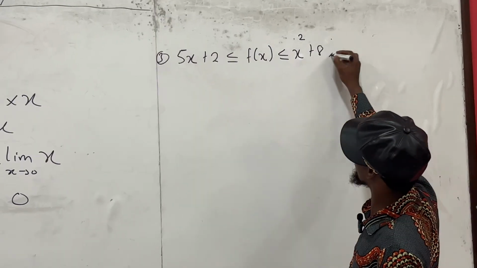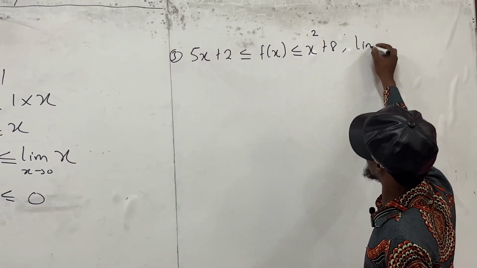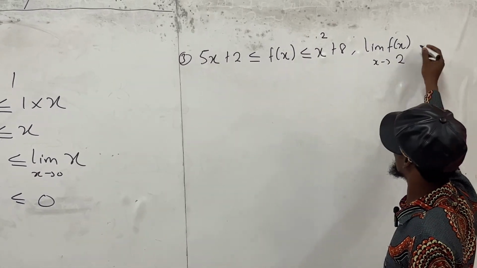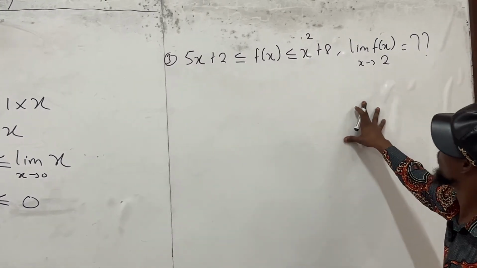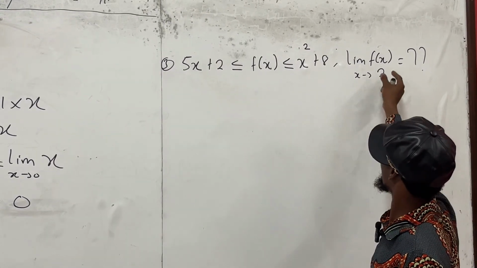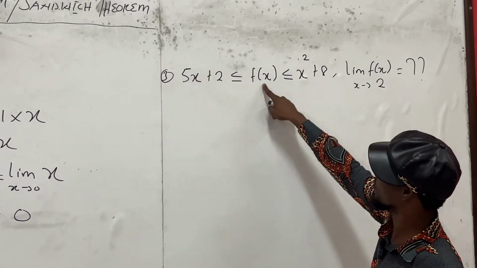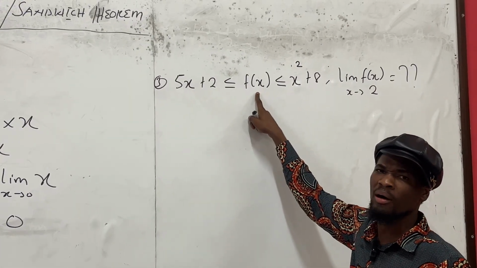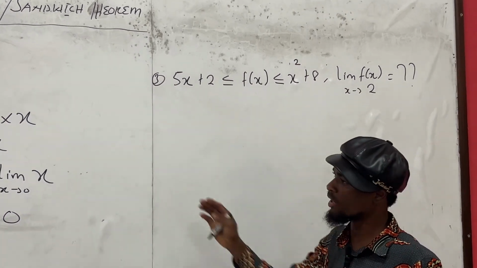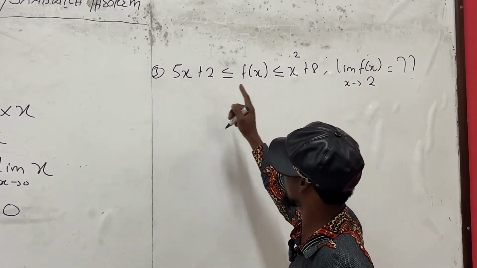So we should find the limit of f of x as x approaches 2. That's what we are looking for. Viewers, we will not adjust the equation because this function is equal to this function, so we don't need to manipulate the equation again, unlike the others. We can simply do this.